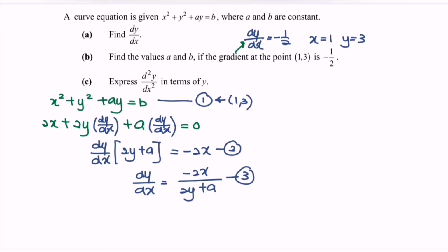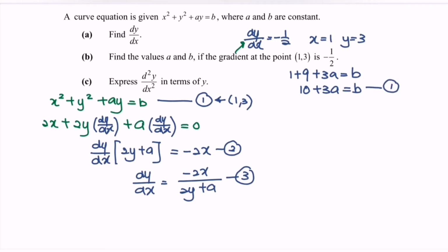So we will have 1 squared, which equals 1. And then for y, we have 3 squared, which equals 9. And then we will have 3a equals b. So that is the first equation. Simplify and we will have 10 plus 3a equals b. So here we have number 1.